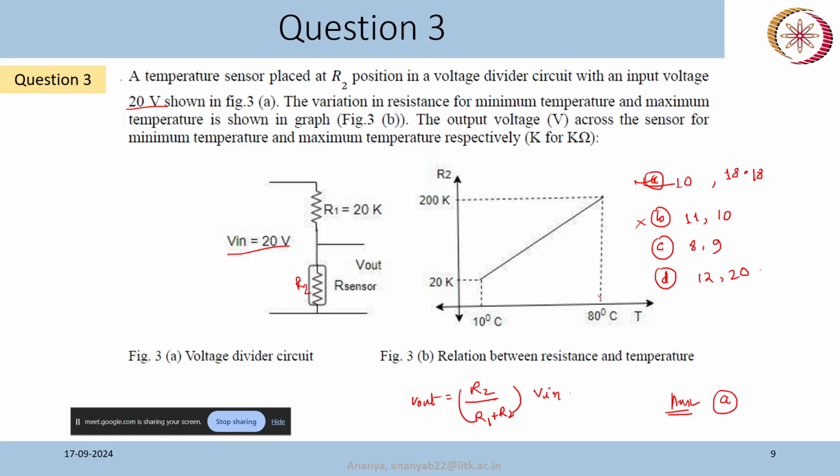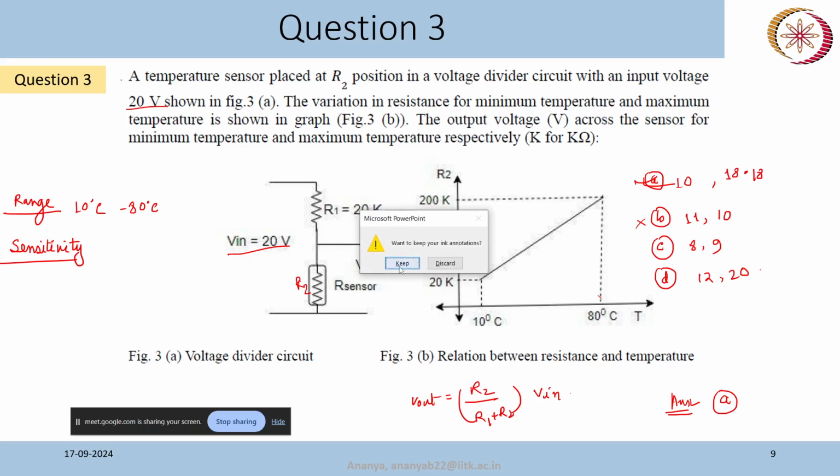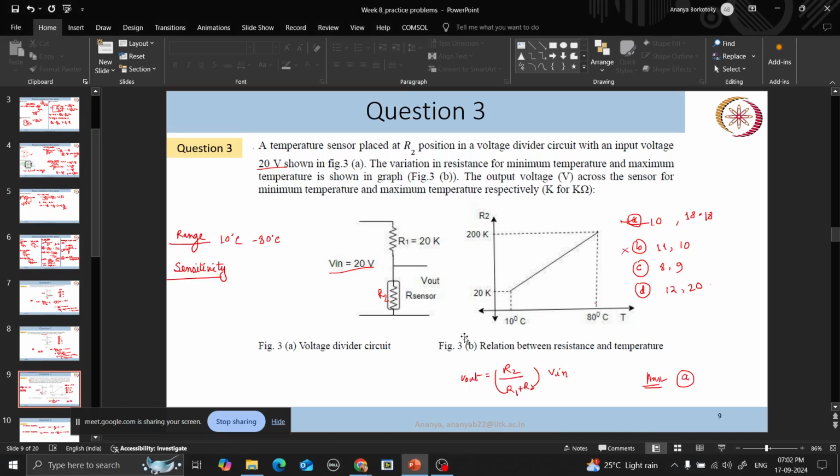Now there are a few terms we discussed in the first or second week. So the range for this sensor, what is the range for the sensor? This is between 10 degrees Celsius and 80 degrees Celsius. What is the sensitivity for the sensor? Can you tell me the sensitivity for this sensor with proper unit? Just do a calculation like delta output by delta input.